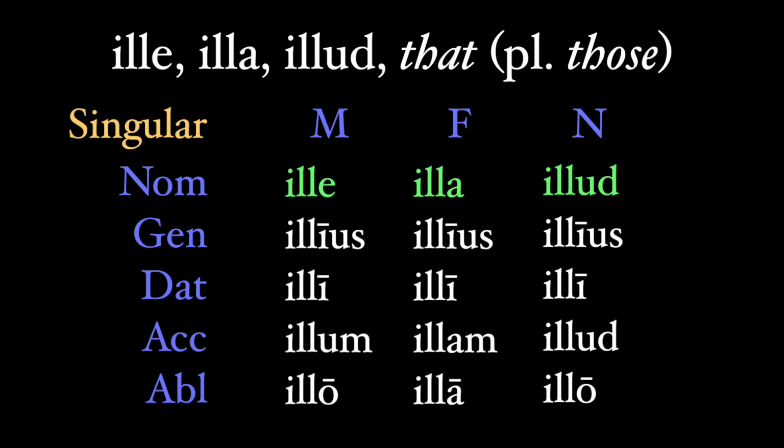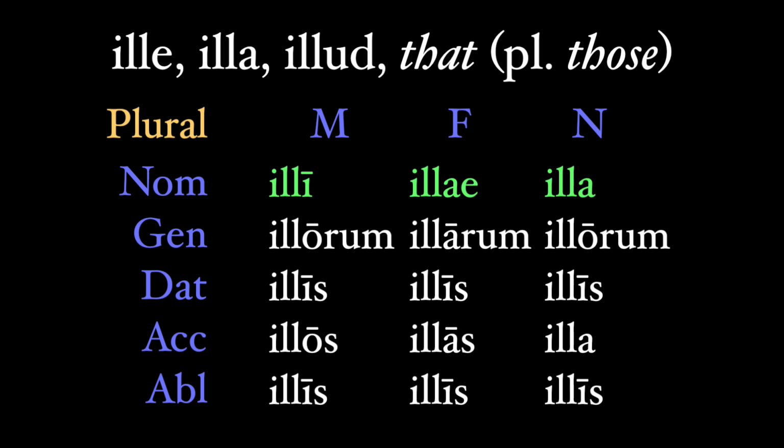We'll start with the singular: ille, illa, illud for the nominative. The genitive is illius for all 3 genders, and the dative is illi in all genders. The accusative is illum, illam, illud, because remember that the nominative and accusative are identical for neuters. And the ablative is illo, illa, illo.